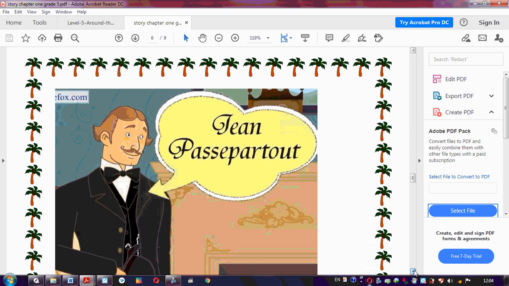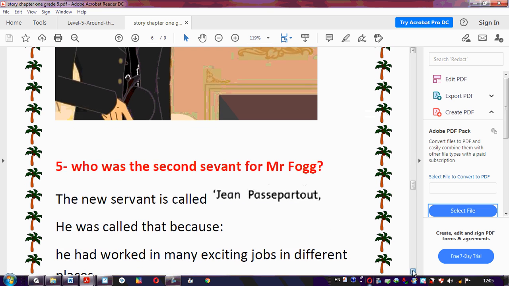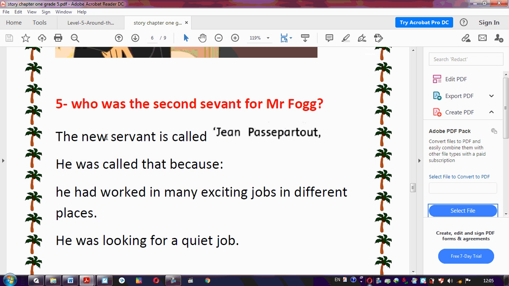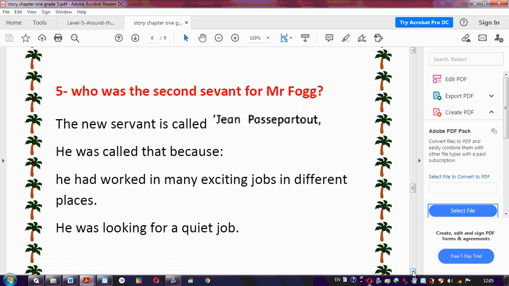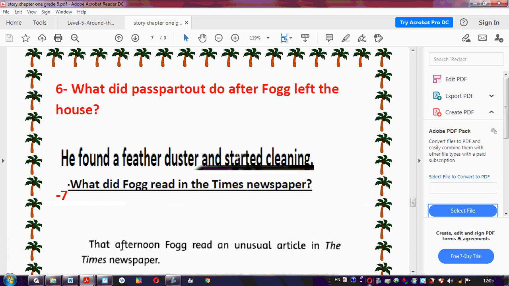The second servant for Mr. Fogg was Jean Passepartout. He was called that because he had worked in many exciting jobs in different places and he was looking for a quiet job. What did Passepartout do after Mr. Fogg left the house? He found a feather duster and started cleaning.